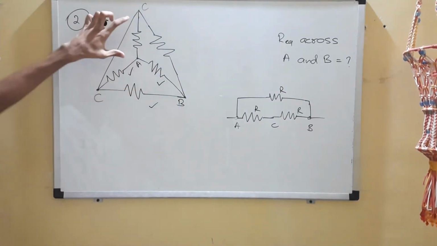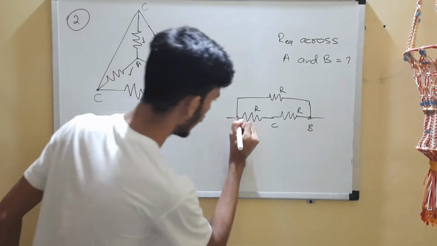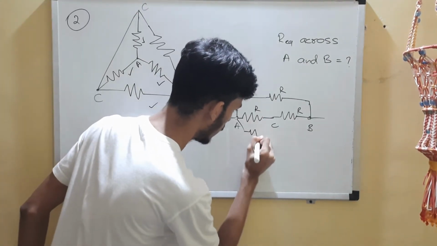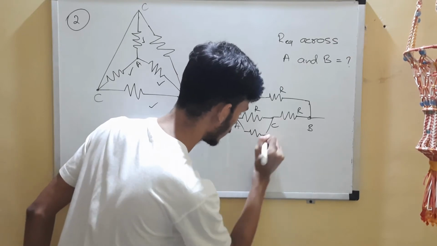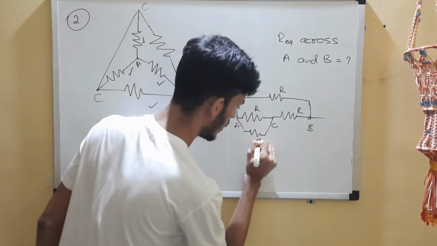Now let's come to this one. Again, this is between A and C, right? So between A and C, we can draw it this way. These two are in parallel, right? This one also has resistance R.